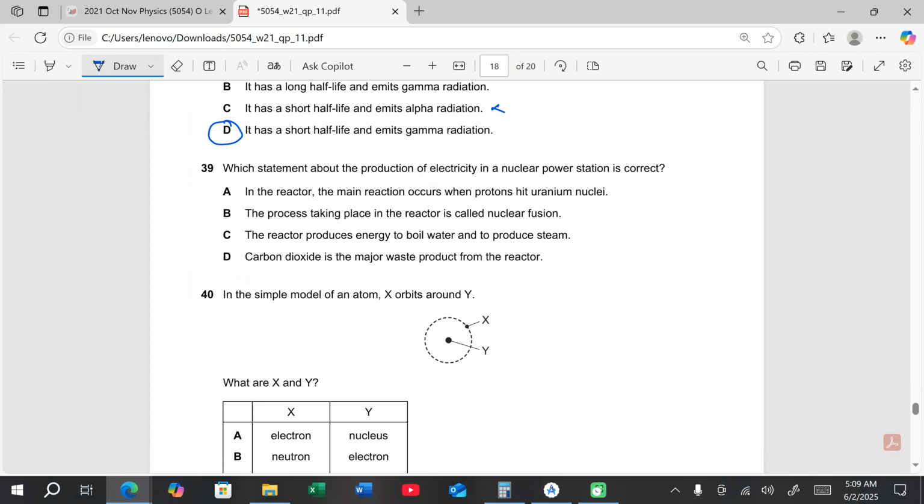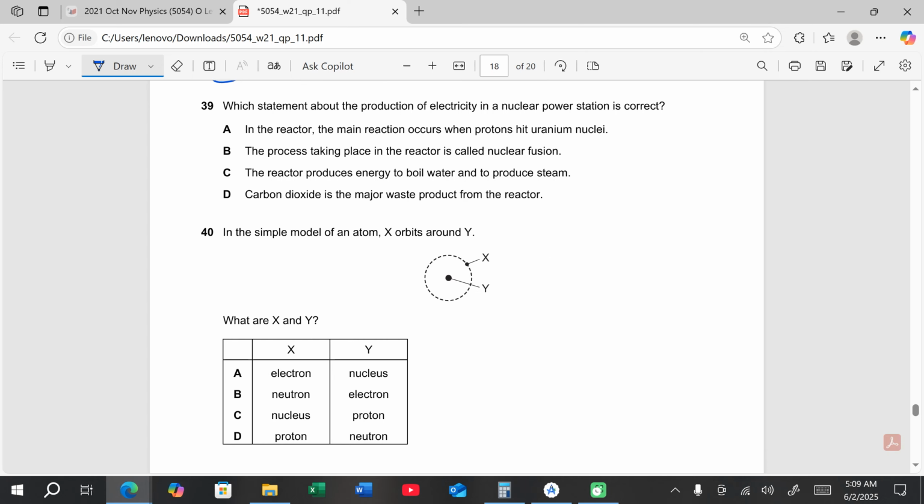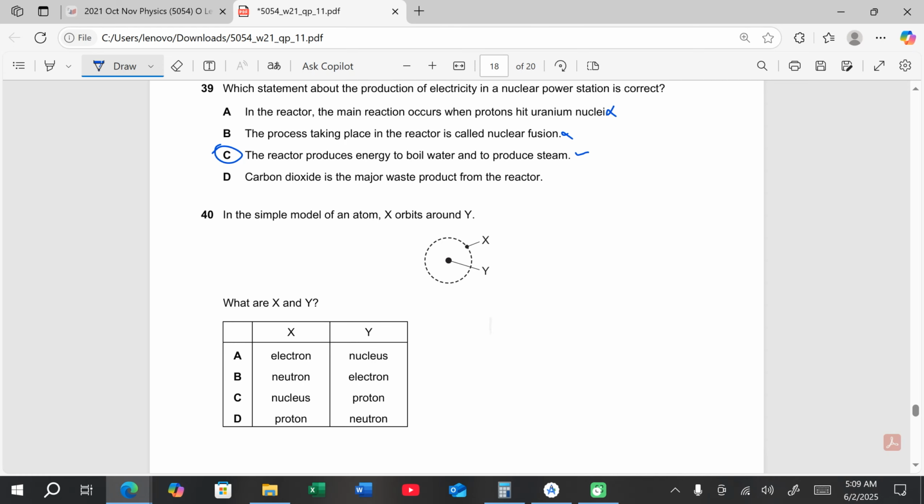Which statement about the production of electricity in a nuclear power station is correct? In the reactor, the main reaction occurs when a neutron hits. The process that takes place in the reactor is called nuclear fission. The reactor produces energy to boil water and produce steam. Yes, it is a process. It has nuclear waste. It does not produce any carbon waste.